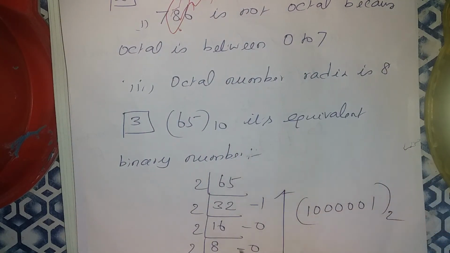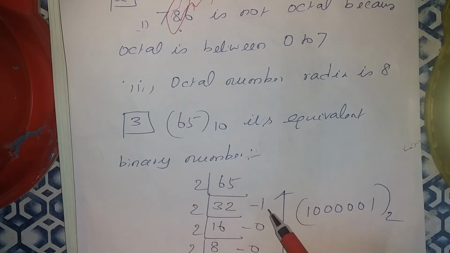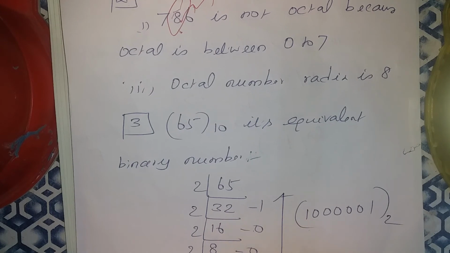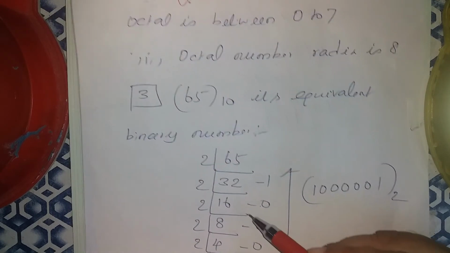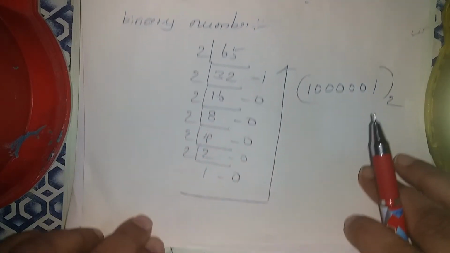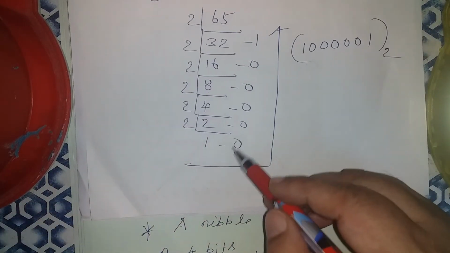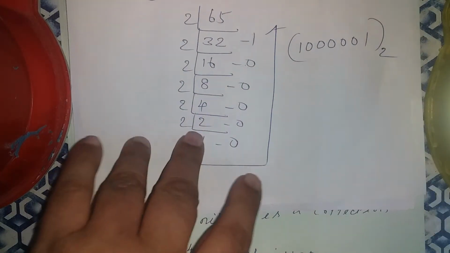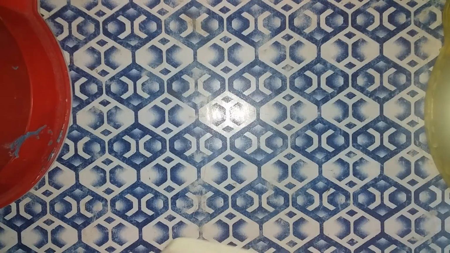What is the binary number of 65? Divide by 2: 32, remainder is 1. Again divide: 16, remainder is 0. Again divide: 8, remainder is 0. Then 4, remainder is 0. Then 2, remainder is 0. Then 1, remainder is 0. Now you put the values together. This is called the binary number. Understood or not? I think now you know the binary number very well.